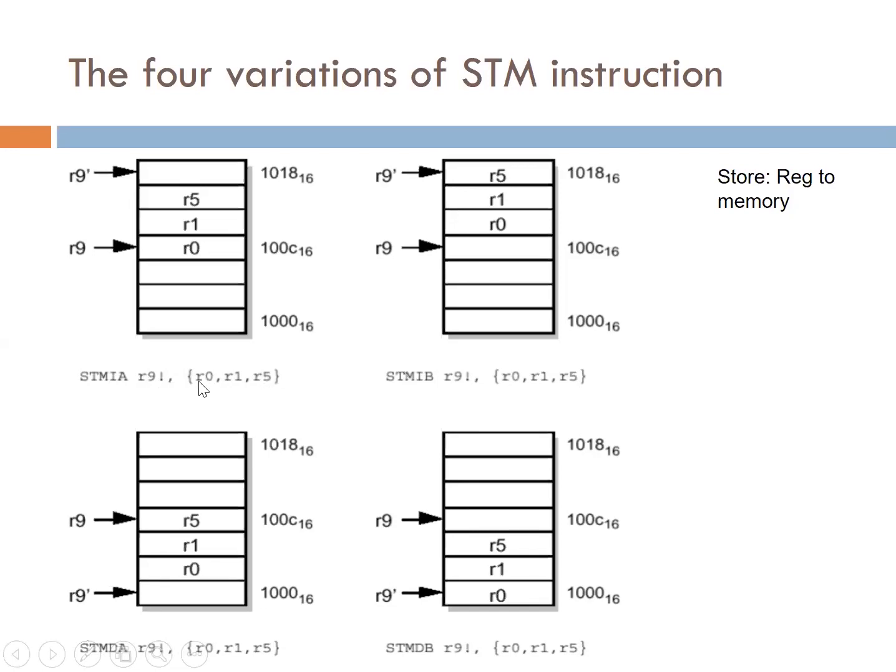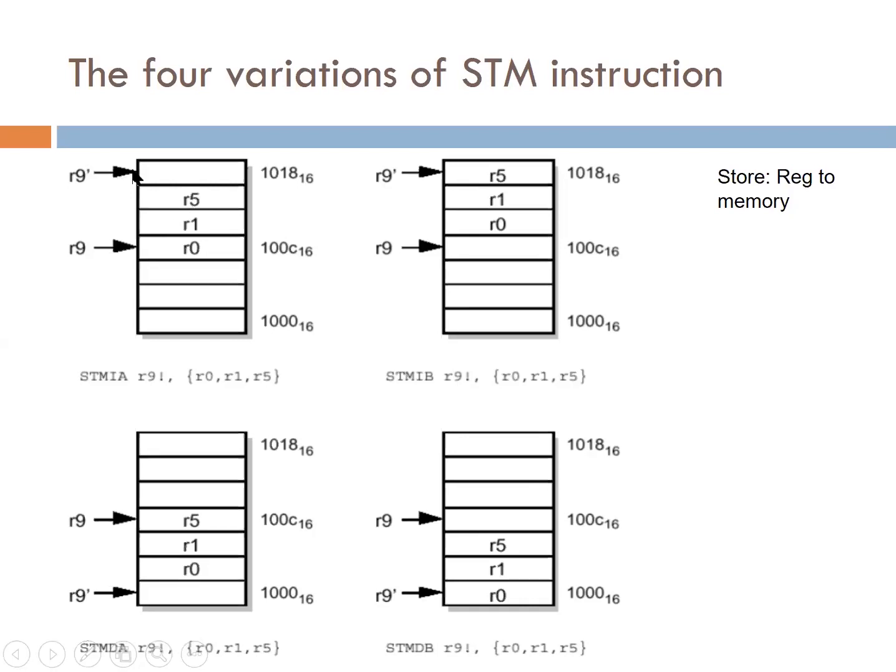Okay, now let us analyze the same. Assume that initially R9 is pointing to this memory location address, that is 100C. What does it say? First store, then you have to increment. So first store R0 content to this memory address. R0 content is being stored directly to this memory address. Next, after storing, it has to increment. So first it will store, then increment. Then what is the next register? R1. Next it will store R1, then it will increment. Next it stores R5, then it increments.